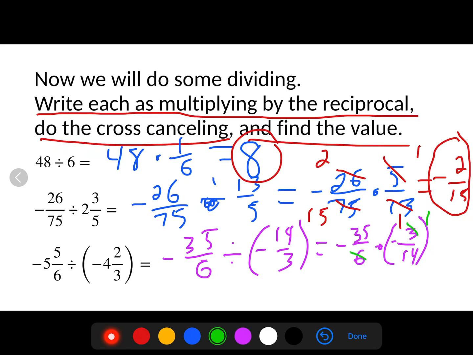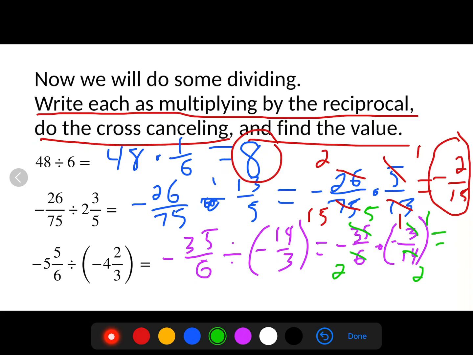Okay, let's do some cross-canceling. 3 is 1, 6 is 2. Divide them each by 2. What goes into 35 and 14 is 7. This turns into 5. This turns into 2. 35 divided by 7 is 5. 14 divided by 7 is 2.